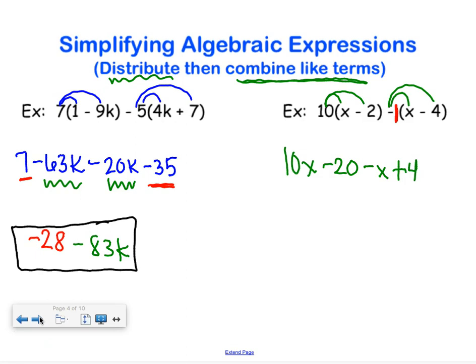Okay, and now again, we are going to combine like terms to simplify this expression. So 10x combines with the other x's, so 10x minus x gives me a 9x. And then remember, we move right along. Negative 20 combines with the positive 4, so what's negative 20 plus 4? That's minus 16.